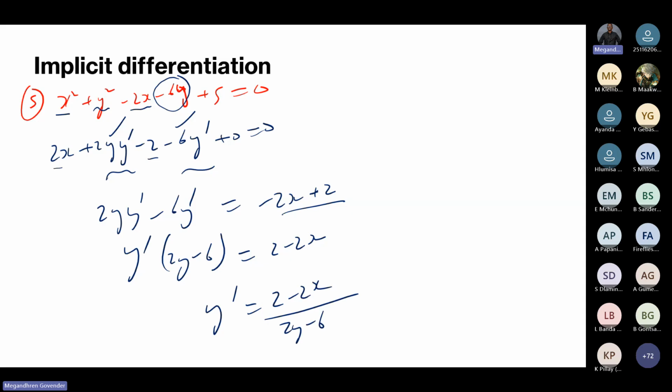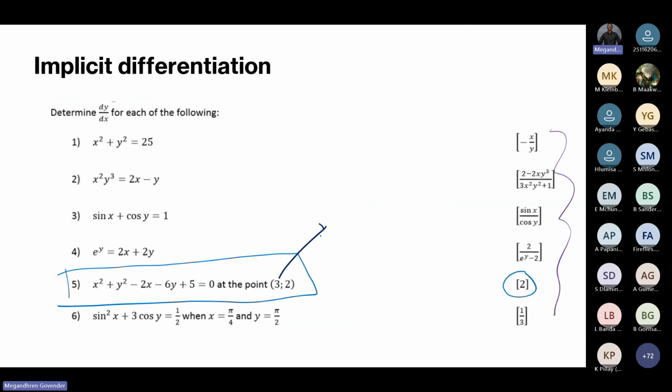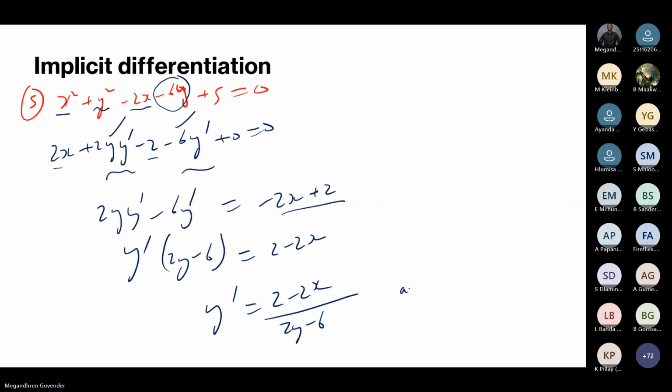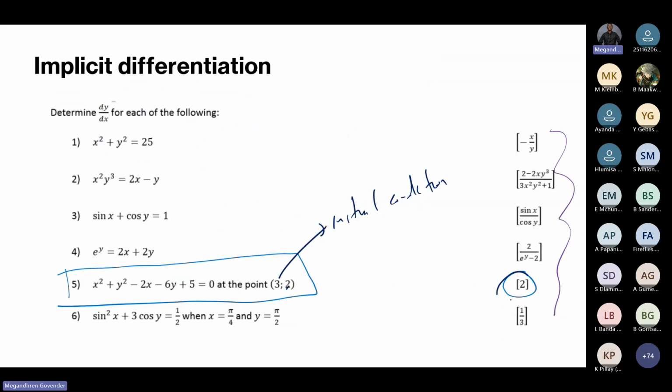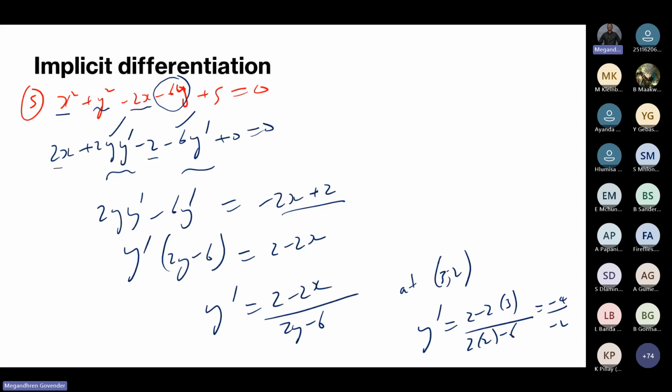But they gave us something called an initial condition. This is called an initial point or initial condition. It's (3, 2). So at (3, 2), y prime is going to be 2 minus 2 times 3 all over 2 times 2 minus 6. That is 2 minus 6, which is minus 4. And 4 minus 6, which is minus 2. And for sure as God made little red apples, the answer is 2. There we have it. And there's your 4 marks or 5 marks, whatever you want to call it. Simple, isn't it?